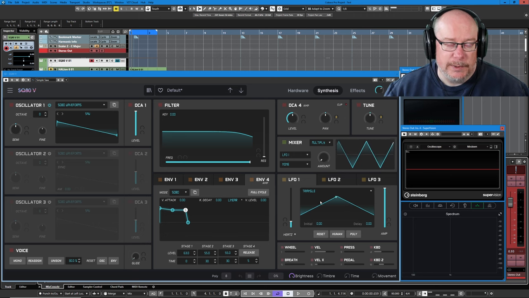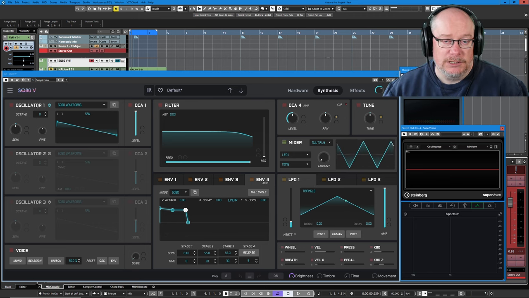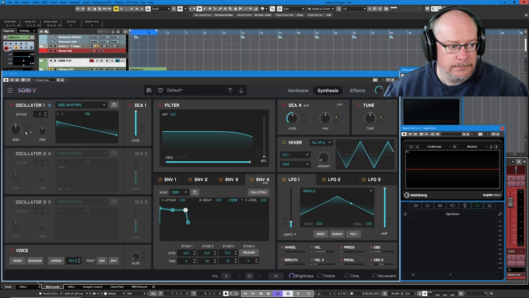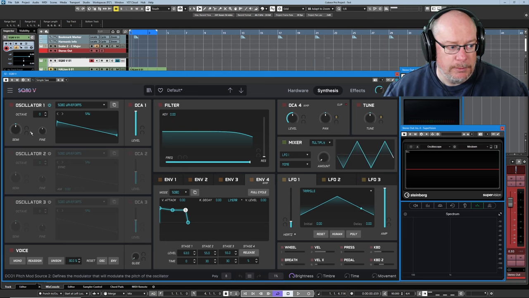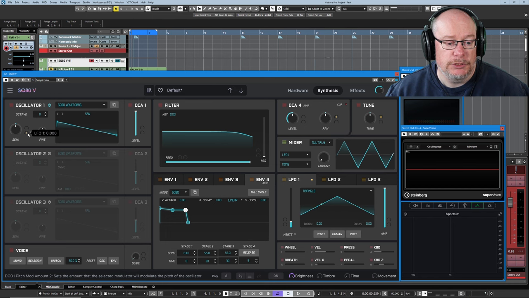So if, for instance, we assign this LFO to the pitch of oscillator 1 by clicking the hidden secret button. Now it's all very well and good to map the modulation source to a destination, but we have to give it a modulation amount as well. So I'm going to click in the little yellow button and drag up with my mouse and you can see what's happening on the interface.